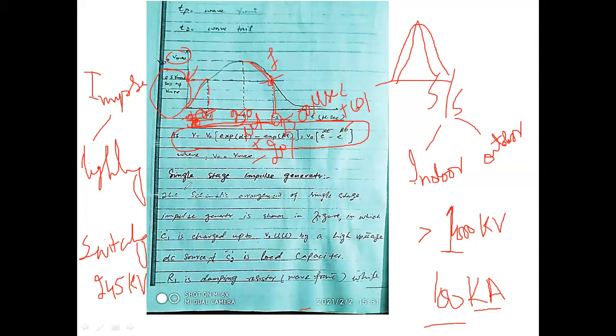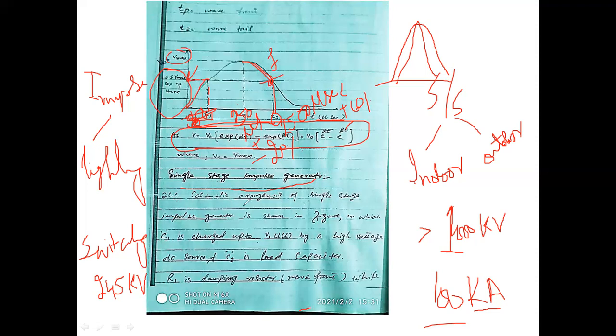Similar to the Cockcroft-Walton multiplier circuit, where we studied a single stage generator for high voltage DC, which was a voltage doubler circuit, now similarly we will study the single stage impulse generator. Okay, and then we will move to the multiplier circuit for the impulse generator.